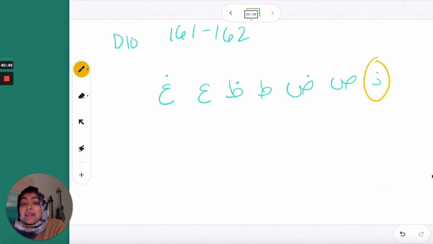Tha. It's light. Okay, so this is a light TH sound, like in three.